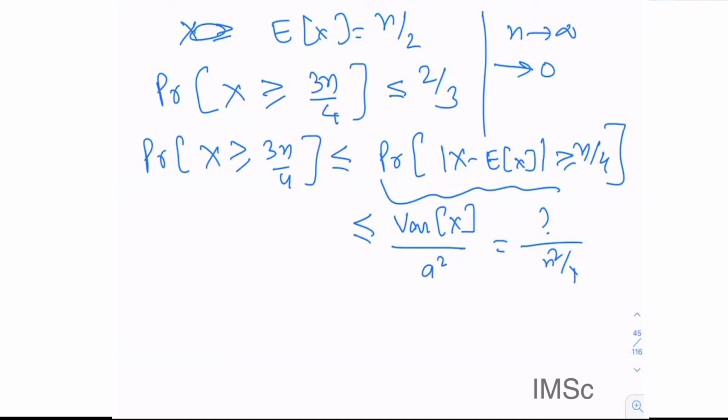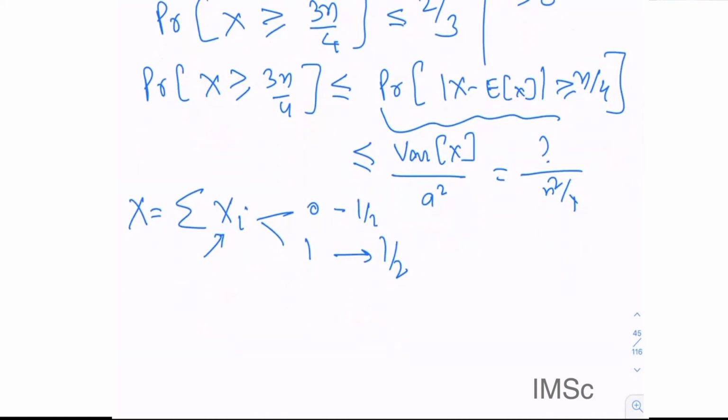Now recall, what was x? X was the summation of xi, where xi took 1 with probability half and 0 otherwise. Because we had an array of size m, we randomly picked an element from there, and if it was green, xi is 1, and half the elements were green. Now these xi's are independent random variables.